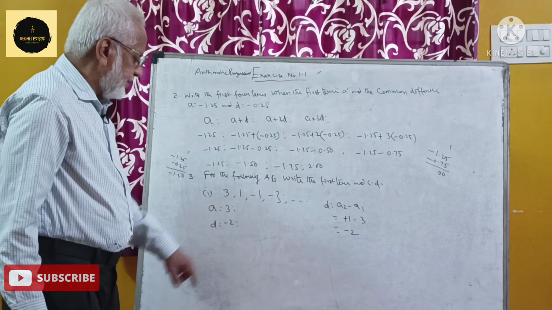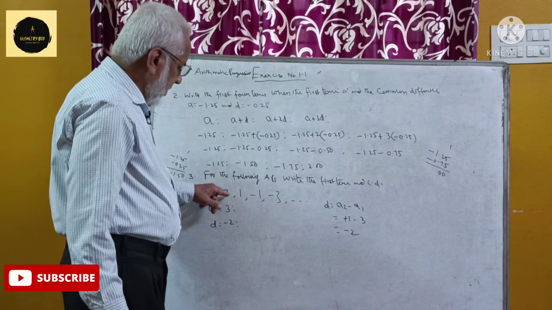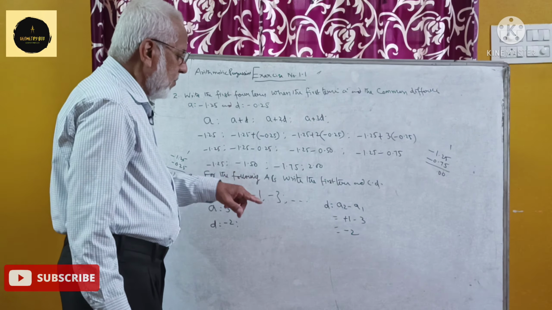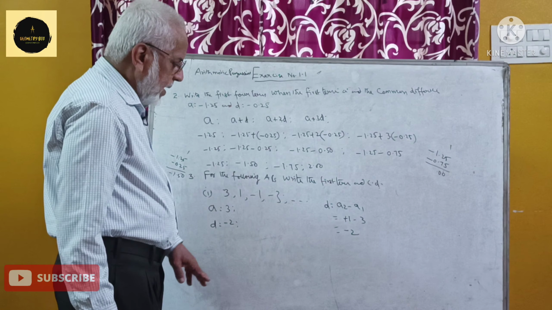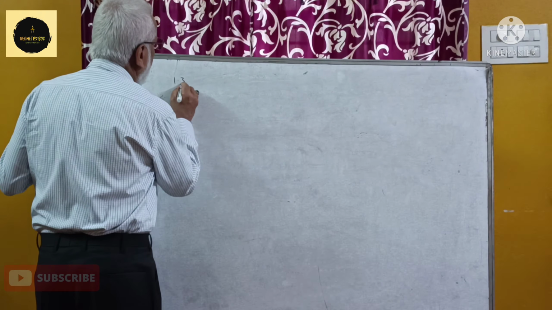Now here what you are observing, A1, A2, A3, A4. Take example number 1. This is the A1, A2. Formula is A2 minus A1, that is 1 minus 3. 1 minus 3 means we have to subtract. If we subtract, we get 2. The bigger term is 3. Therefore, it is minus 2.